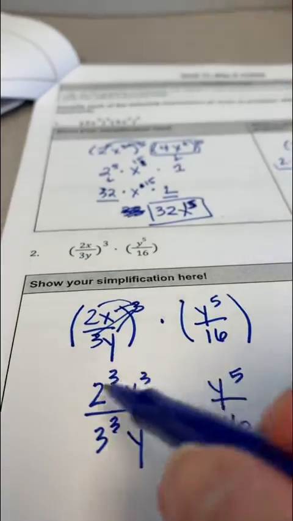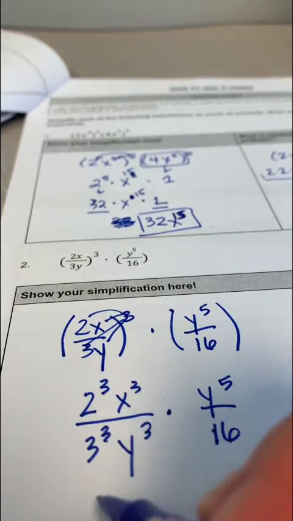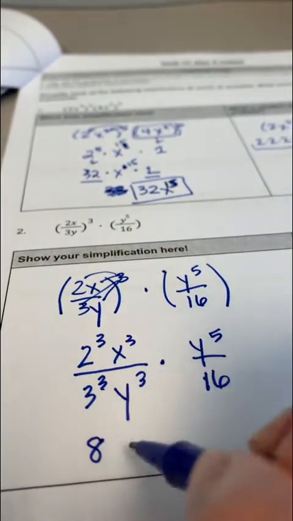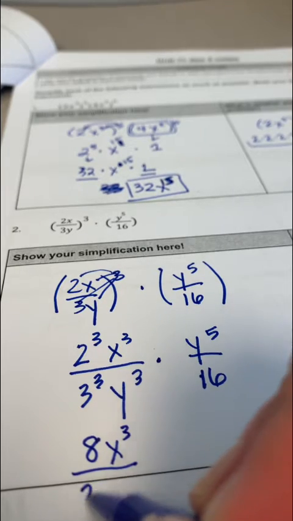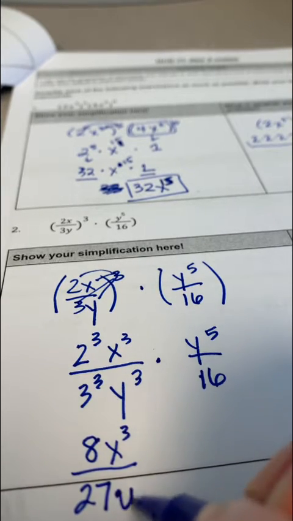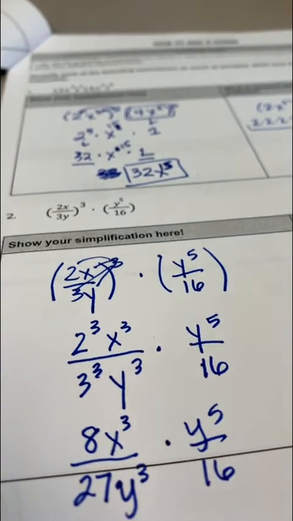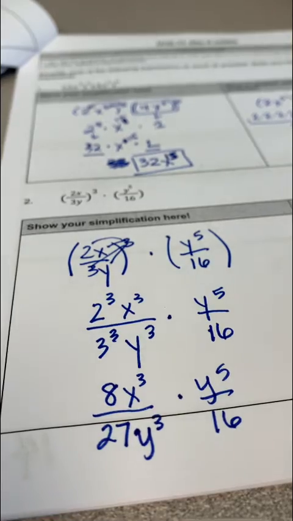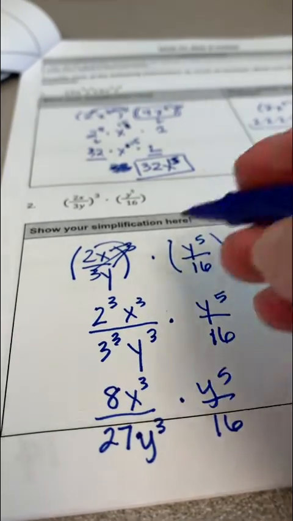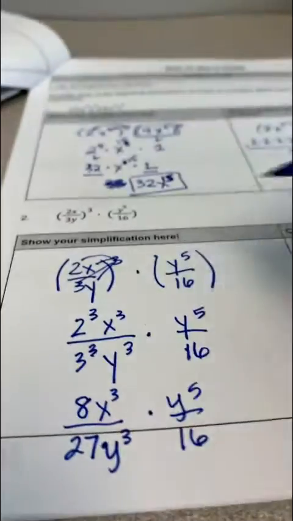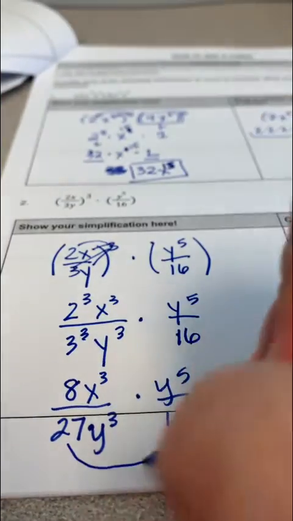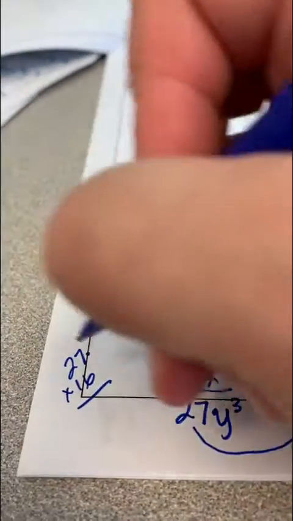And do all this. So I have 2 to the 3rd here, so I have 8 x to the 3rd and 27 y to the 3rd. I should have grabbed a calculator. So I'm going to do this by hand here. 27. So I'm going to multiply those two together. 27 times 16. If you're doing a calculator way, go for it.